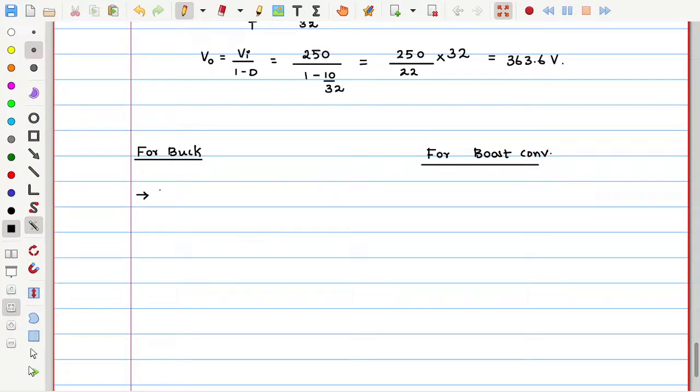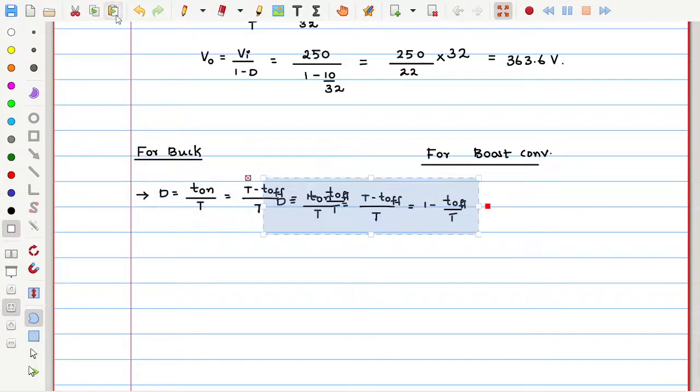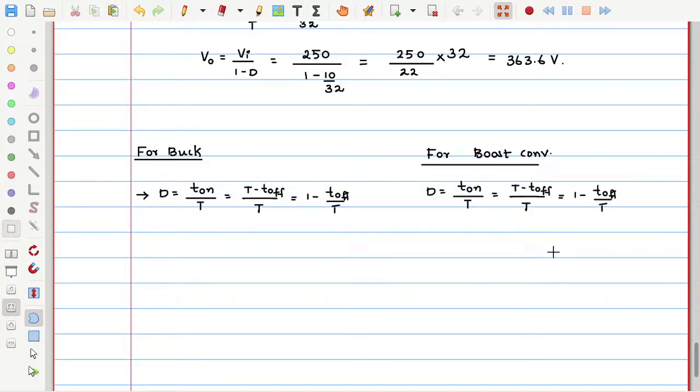For both cases, the duty ratio remains the same. That is T on divided by capital T. This can also be written in many forms. Duty ratio: T on can be written as T minus T off, divided by capital T. That means 1 minus T off by capital T. So in either form you can write the duty ratio. Here also the same thing, or let me copy and paste. For the boost converter also you will see the same kind of duty ratio relationship. The definition of D itself is the same for the buck and boost or all kinds of DC-DC converters.